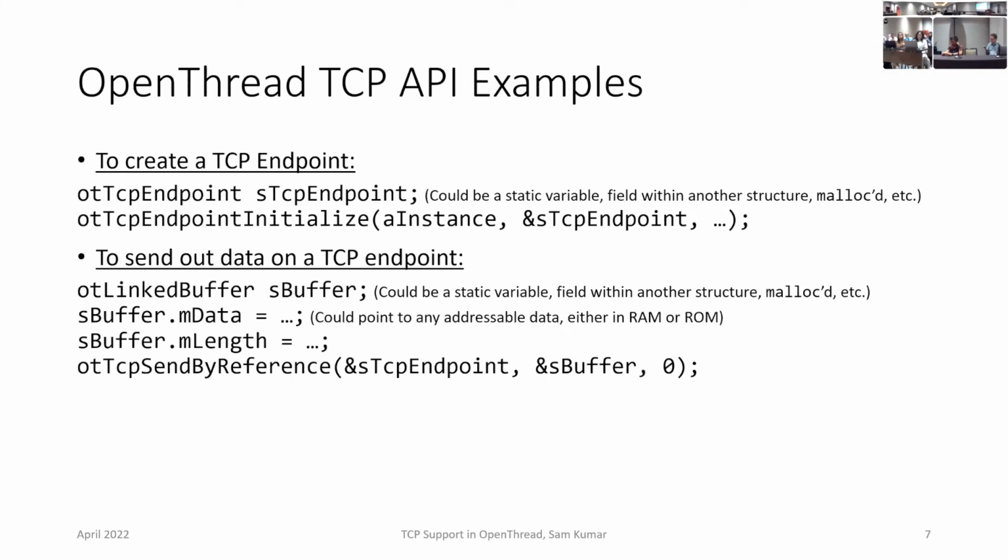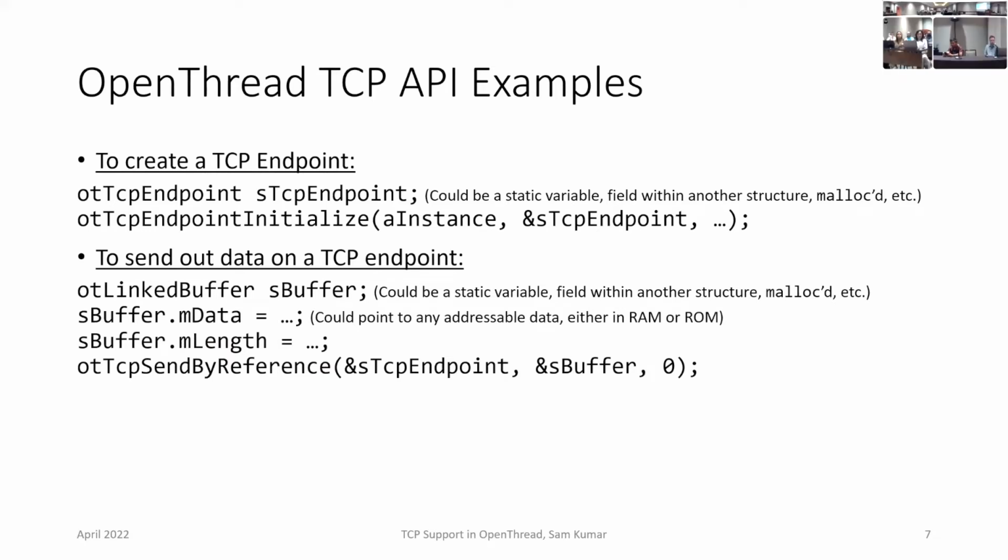Here's another example for sending out data on an established TCP connection. Here you declare this structure called a linked buffer, which contains a pointer, mData, to whatever data you would like, and then mLength, which is how long that data is. Then you call OT TCP send by reference, which does not copy the data, but makes the linked buffer be part of the TCP send buffer.